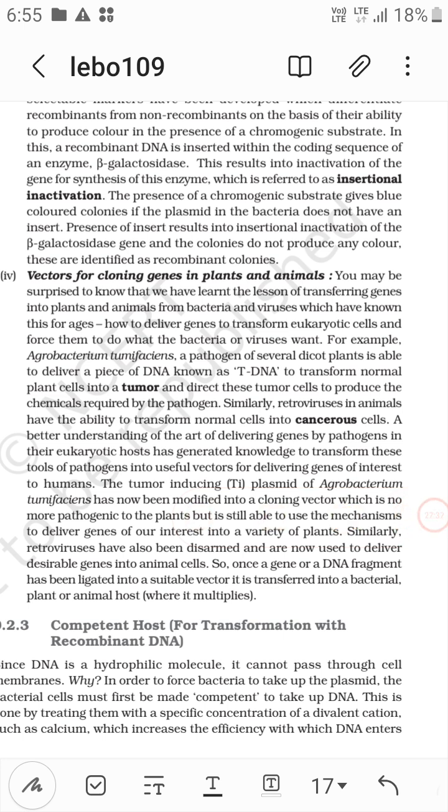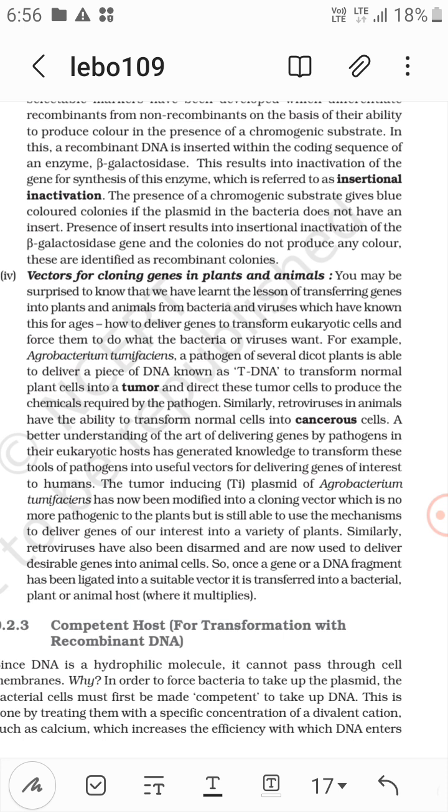Agrobacterium tumefaciens, a pathogen of several dicot plants, is able to deliver a piece of DNA known as T-DNA to transform normal cells into a tumor and direct these tumor cells to produce the chemicals required by the pathogen. Similarly, retroviruses in animals have the ability to transform normal cells into cancerous cells.